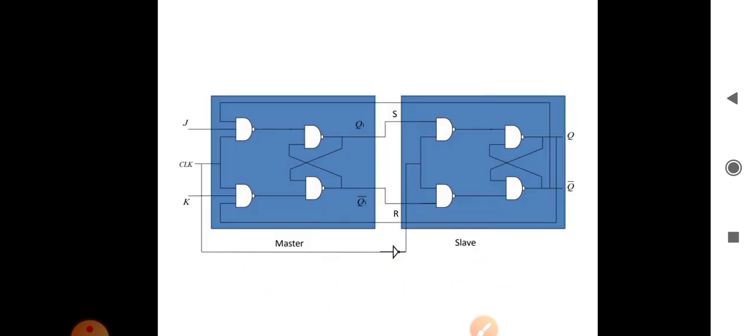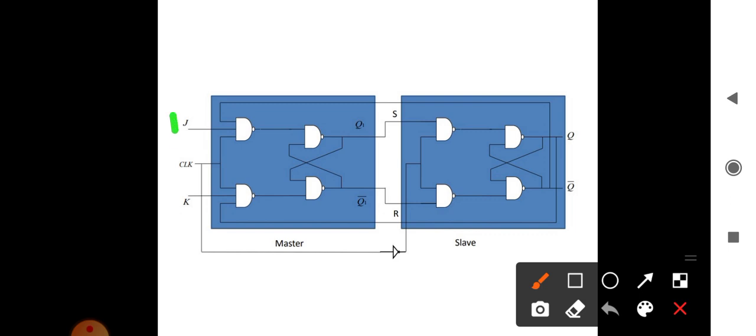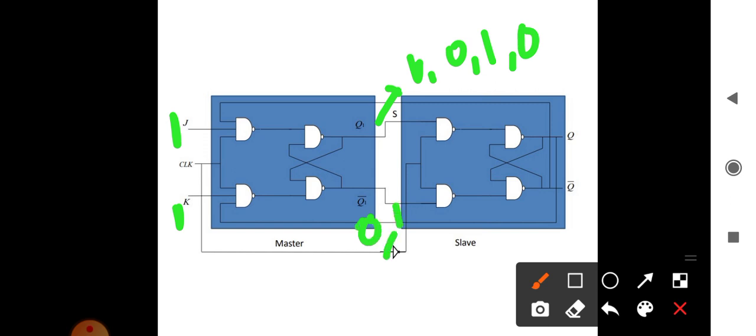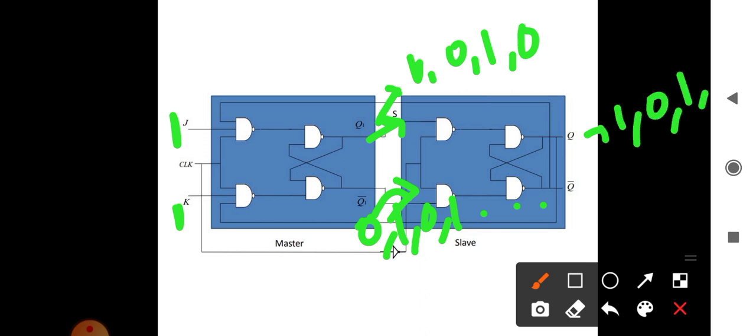That is, when J is equal to 1, K is equal to 1, see, this Q and Q complement start to toggle: 1, 0, 0, 1, 0, 1 start to toggle. Q complement will start to toggle 0, 1, 0, 1, 0, 1. So this condition will be there. But this will be fed to the S also. This will be fed to the R also. Similarly, this output will start toggling 0, 1, 0, 1, 0, 1, 0. And this output will also start toggling 0, 1, 0, 1, 0, 0, 1.